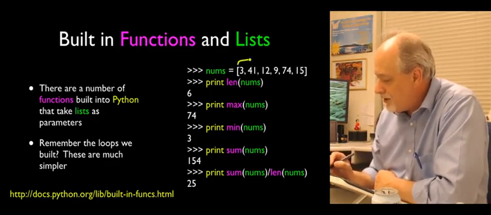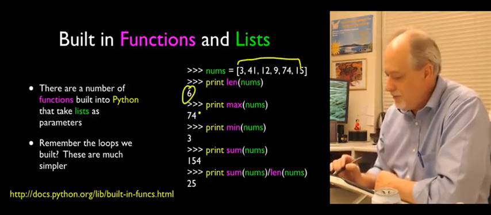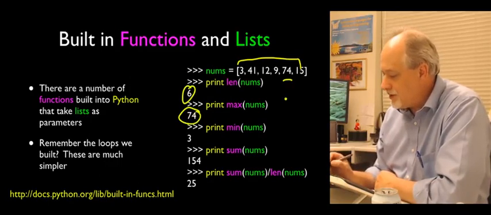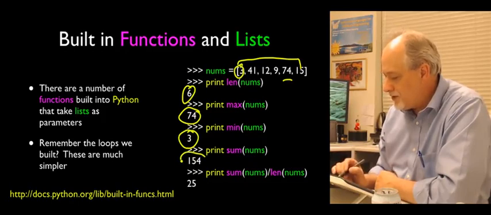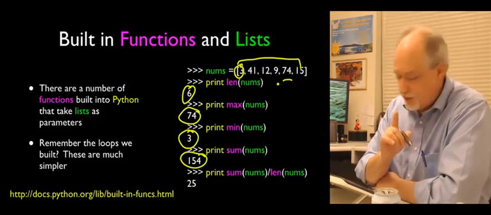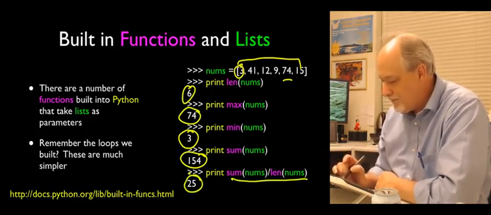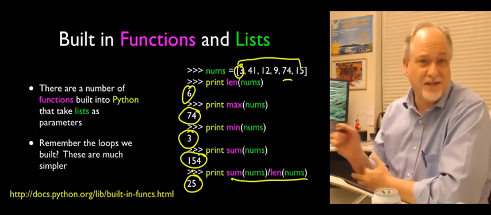So here's a list of numbers. We can say how many are there. That's the count. We can say what's the largest. It's 74. What's the smallest? That'd be 3. What is the sum, the running total of them all? 154. If you remember from a few lectures ago, these are the same numbers. And what is the average, which is the sum over the length of them. Okay? So this makes a lot more sense.